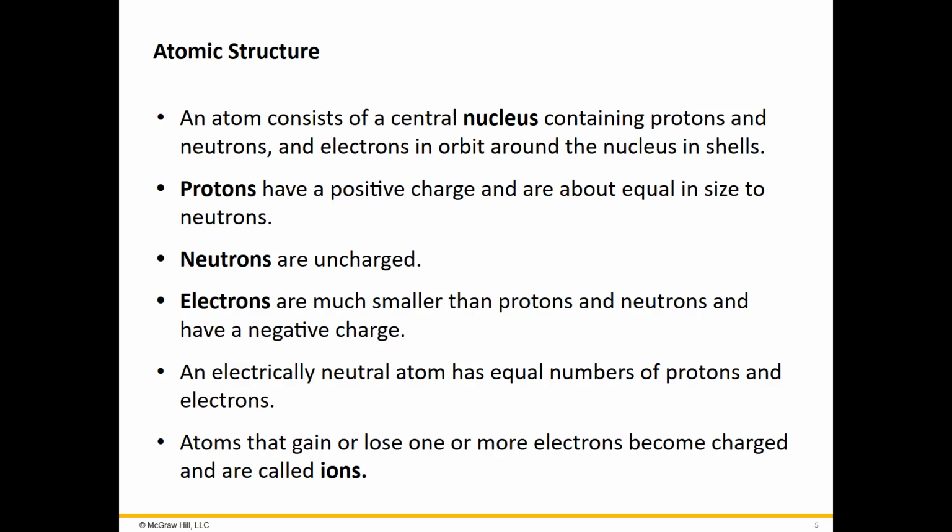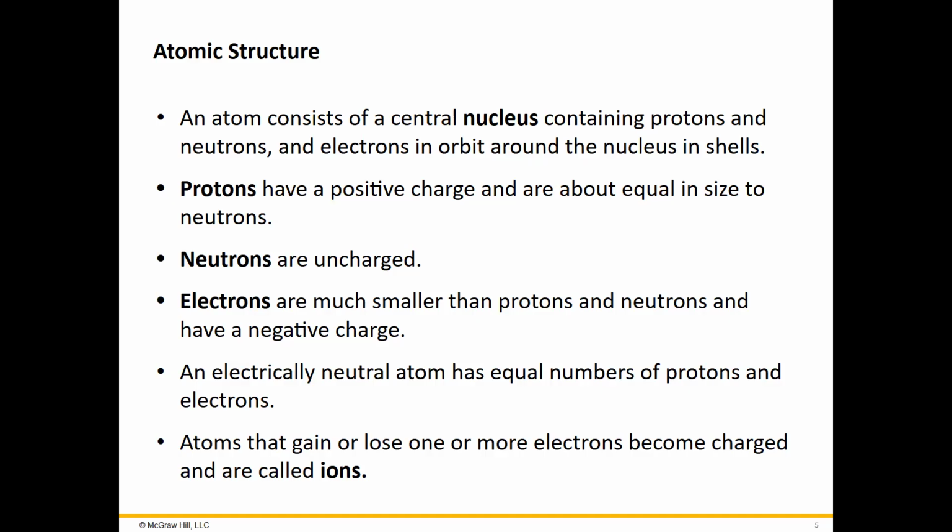An electrically neutral atom, that is to say, an atom that is not ionic, has an equal number of protons and electrons. Remember, when we're talking about ions, we're talking about the difference between protons and electrons. So if an atom gains an electron, that's an additional negative thing. It becomes a negatively charged ion. If an atom loses an electron, it becomes less negatively charged. And by comparison, we call that a positive ion.